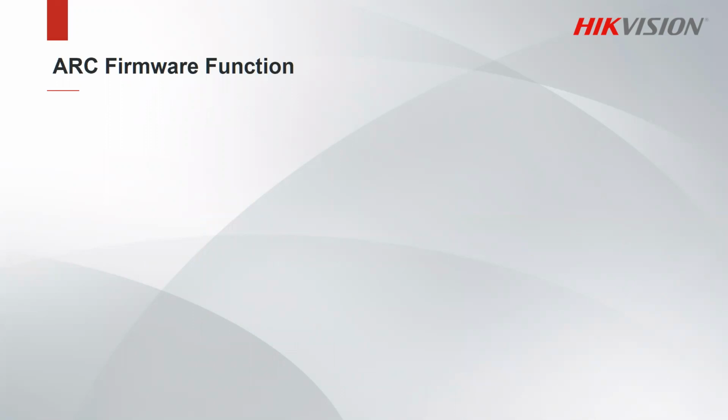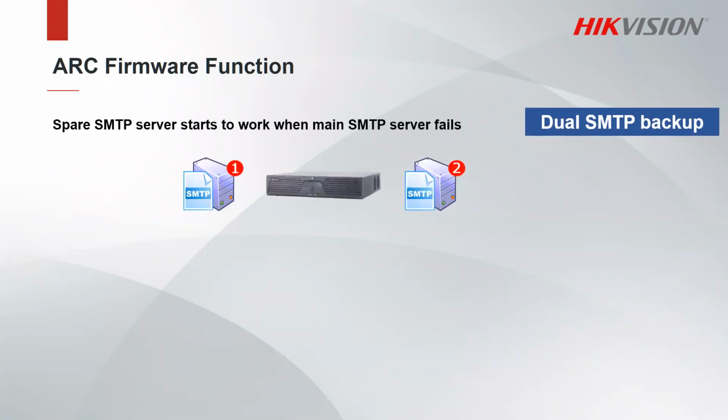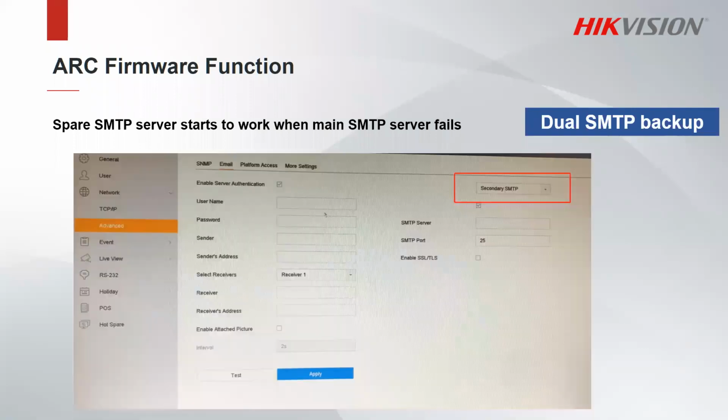Now most ARC centers use email to receive alarms. Some in fact run multiple SMTP or email servers. For example, 10 NVRs in one email server and then 10 NVRs on another. In the ARC firmware, we now have a dual SMTP function. When the main ARC SMTP server is disconnected or there is an SMTP failure, the backup mail server will take over and continue to send the mail notification. So it will minimize the risk of loss of notification if there is a network problem within the ARC SMTP servers.